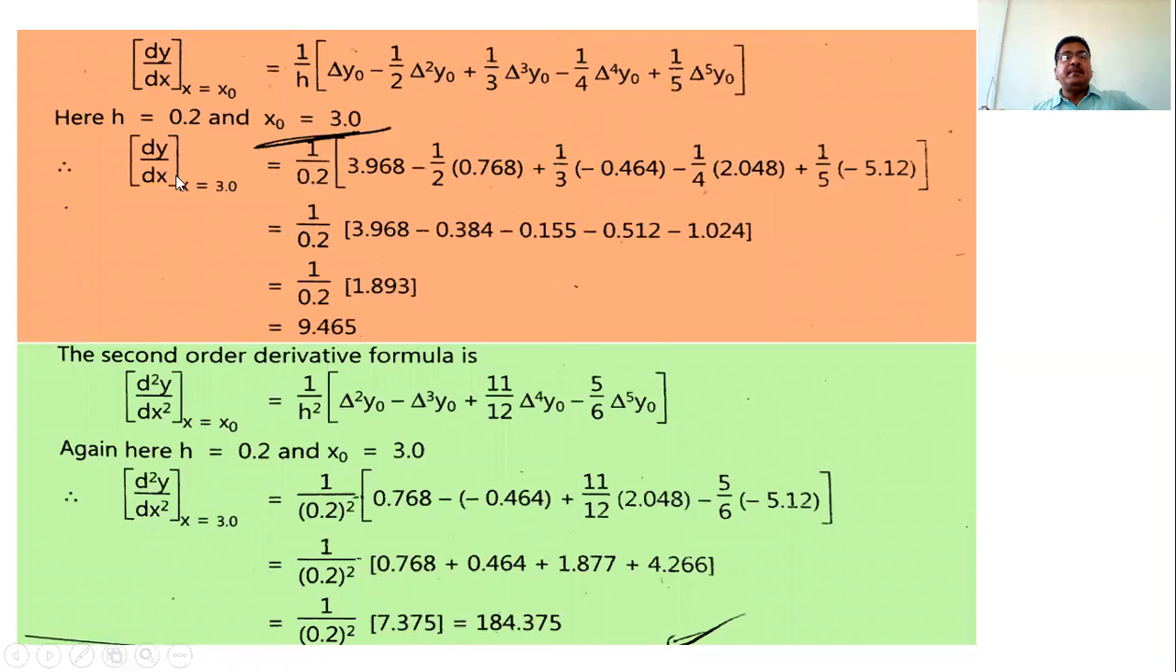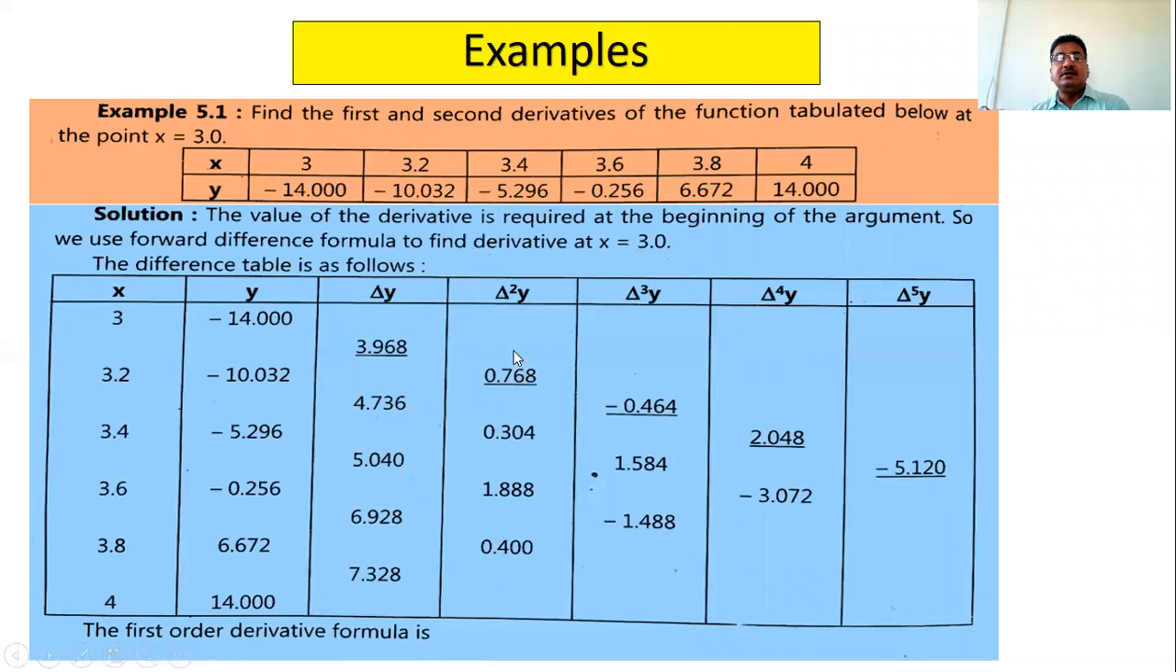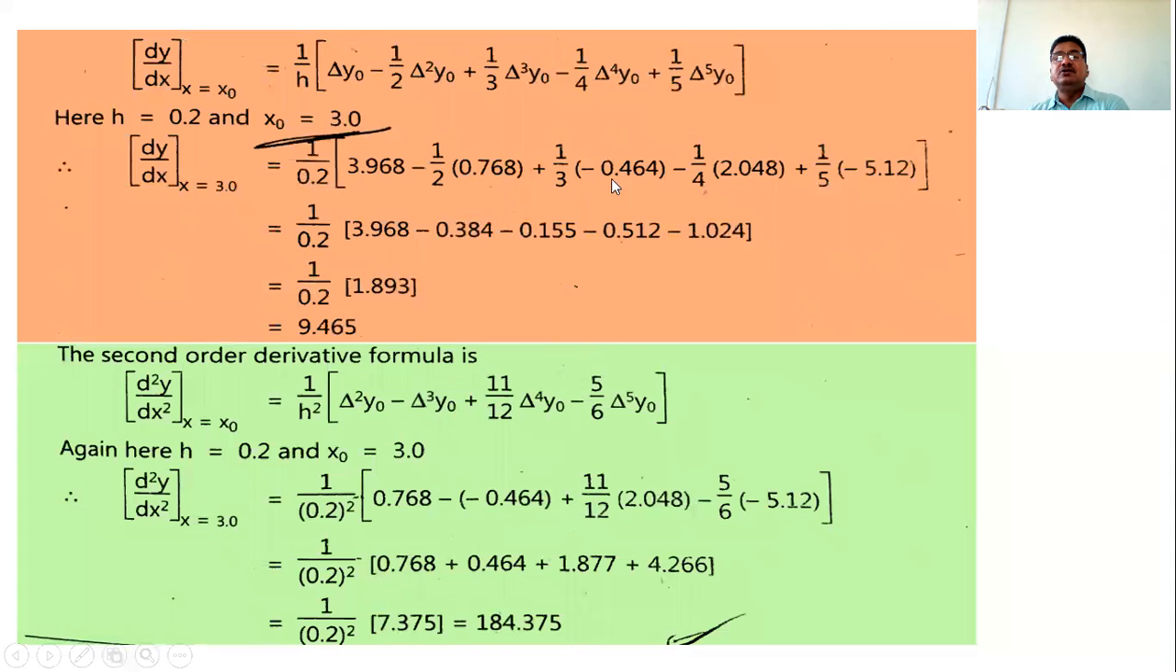And then dy by dx at x is equal to 3.0, that is the first order derivative at the first point 3.0, is 1 by h, substituting delta y naught. So what is delta y naught? This is delta y naught, this is delta square y naught, delta cube y naught, and substitute all the values and calculate this addition and subtraction using a calculator. We get the answer 9.465. So this is the first order derivative at point 3, at the first point.